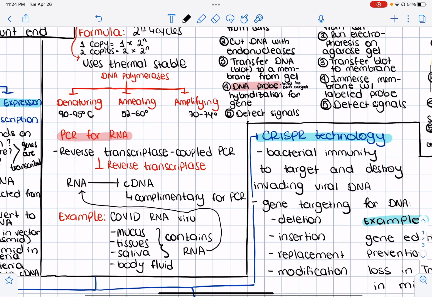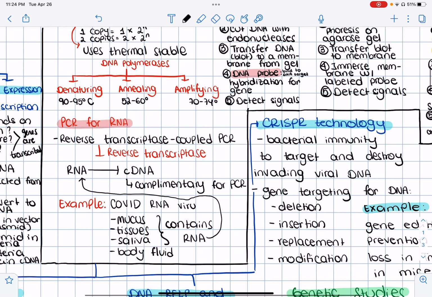But what if we have RNA? There is a PCR exclusively for RNA, which is reverse transcriptase coupled PCR, in which the RNA reacts with a reverse transcriptase that produces its complementary DNA strand, and this will be what is studied in the PCR. So PCR requires DNA. If you have RNA, you need to use reverse transcriptase in order to obtain the complementary strand.